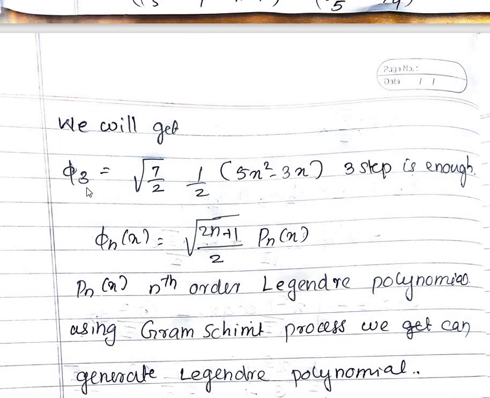Similarly, we can find phi 3 also. When we calculate this, phi 3 is equal to square root of 7 by 2 into 1 by 2 into 5x cube minus 3x. Okay, three steps is enough. So in general, phi n of x is equal to square root of 2n plus 1 by 2 into Pn of x. This you already studied in your special functions class. Pn of x is the nth order Legendre polynomial. So using the Gram-Schmidt process, we can generate the Legendre polynomials also. So that is about Gram-Schmidt orthonormalization.